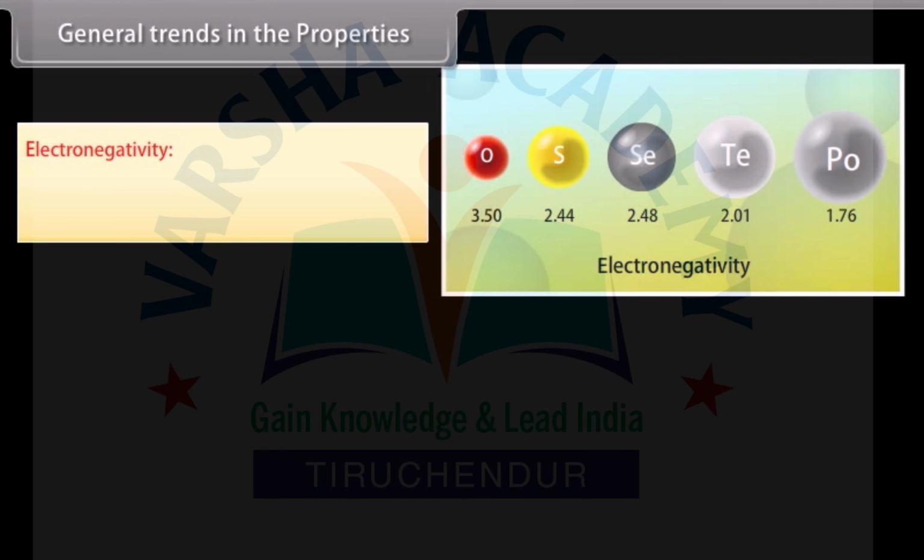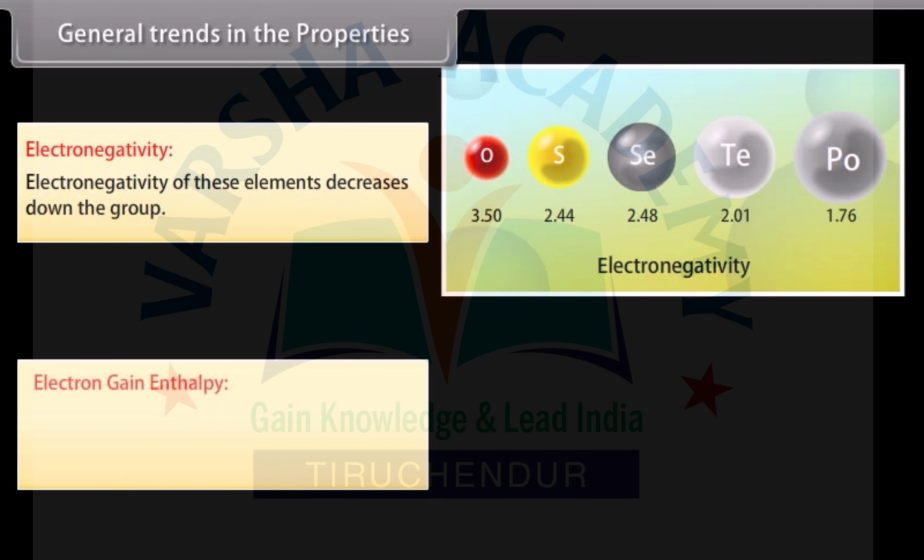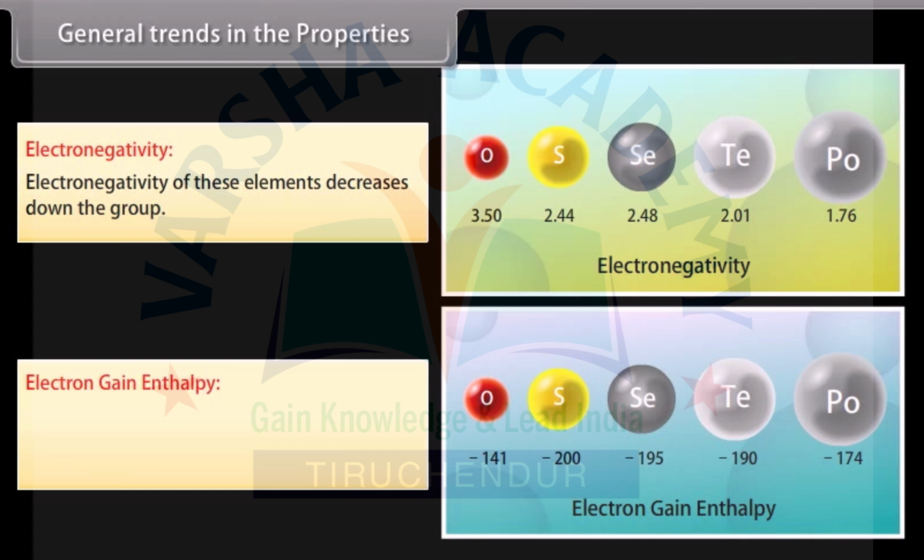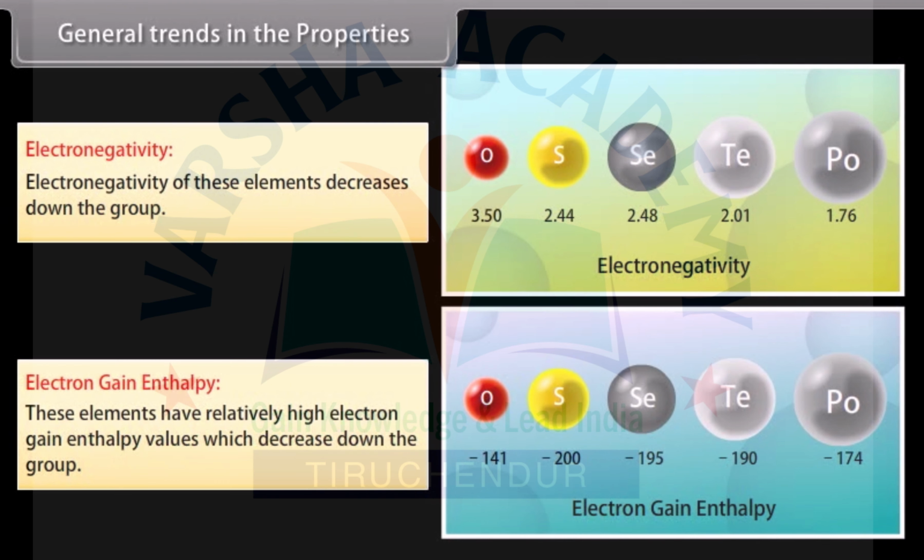Electronegativity. Electronegativity of these elements decreases down the group. Elements of group 16 are characterized by high electronegativity. Oxygen is the second most electronegative element after fluorine. Electron gain enthalpy. These elements have relatively high electron gain enthalpy values, which decrease down the group.